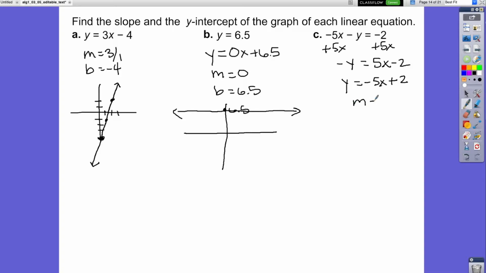So what is my slope here? -5. What is my y-intercept? 2. So again, I'm going to graph it. What do I start with? Y-intercept 2. 1, 2. And then from there, I'm going to go down 5. 1, 2, 3, 4, 5. And to the right 1. Sorry, it's not a straight line.